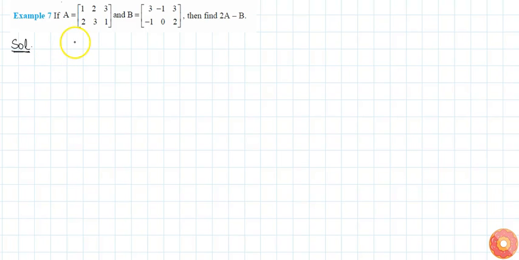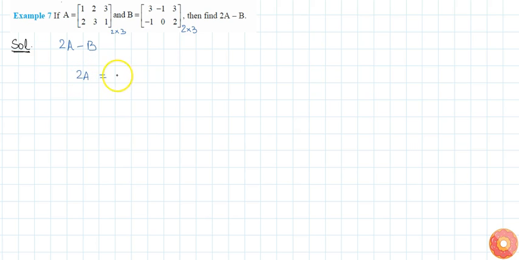Okay, the question is find 2A minus B. Here A and B are two matrices, each of order 2 cross 3. Since both are of the same order, we can perform this operation. I'll prefer to perform this operation in two steps. The first step is find 2A.